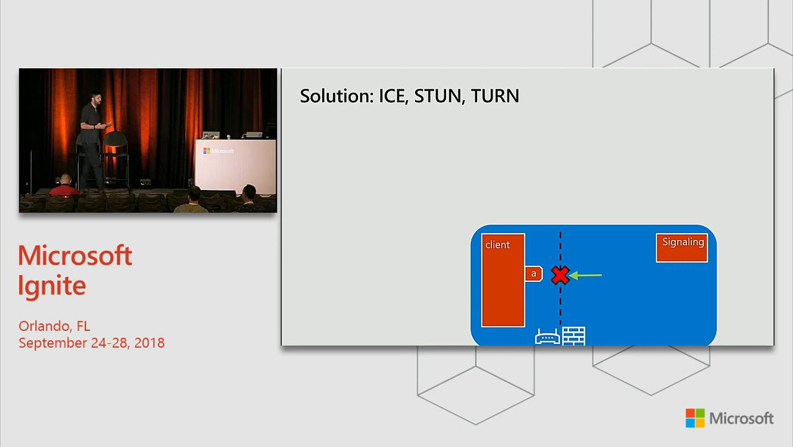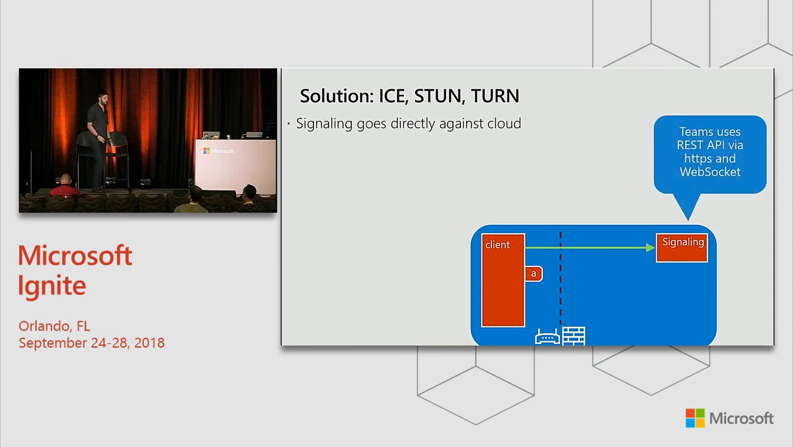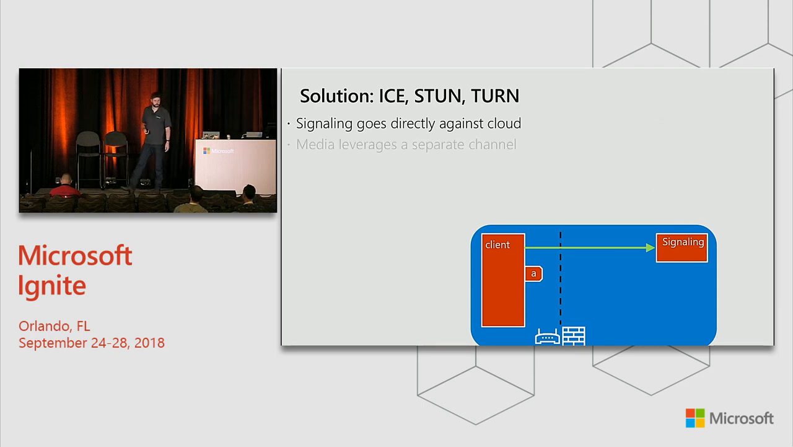What we've done is use an established protocol, and we've implemented this using something called ICE, STUN, and TURN. ICE is the overarching mechanism, and STUN and TURN are part of ICE. So what happens? We've got a client. The client connects to Office 365 using signaling. The green bar is here. We use the REST API via HTTPS and WebSocket. That's how we connect to our online services.